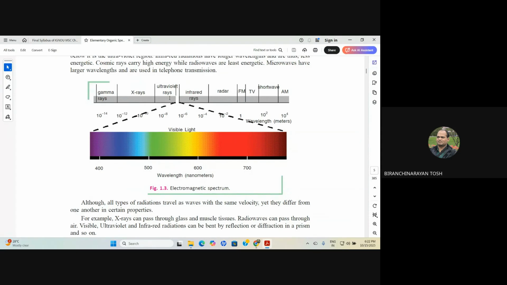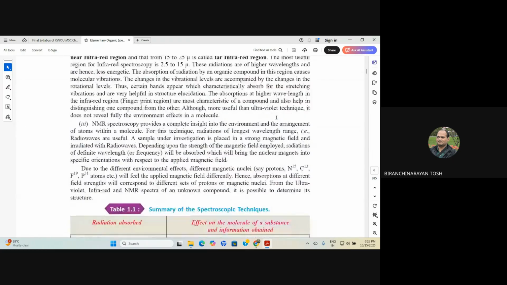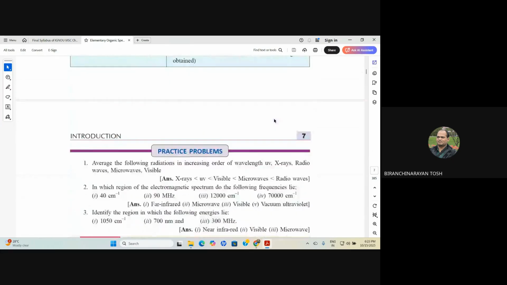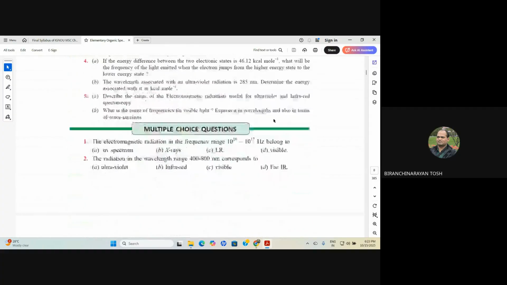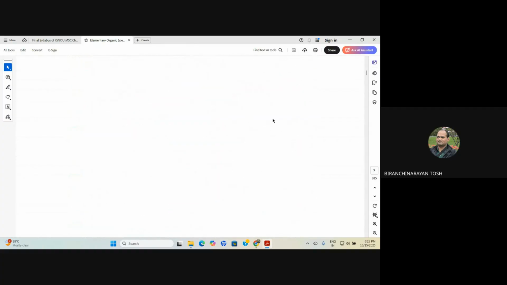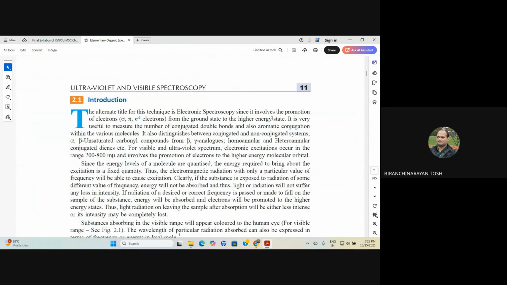So, in a molecule, electronic transition occurs from the bonding molecular orbital to the antibonding molecular orbital. Therefore, when a molecule absorbs energy in the range of ultraviolet or visible radiation, there will be an electronic transition from bonding molecular orbital to antibonding molecular orbital. That is the concept of ultraviolet and visible spectroscopy.